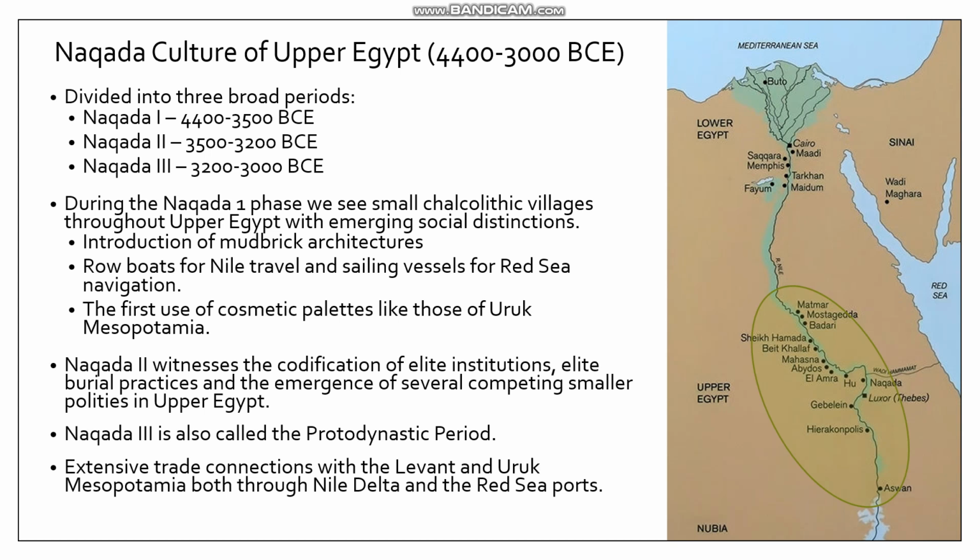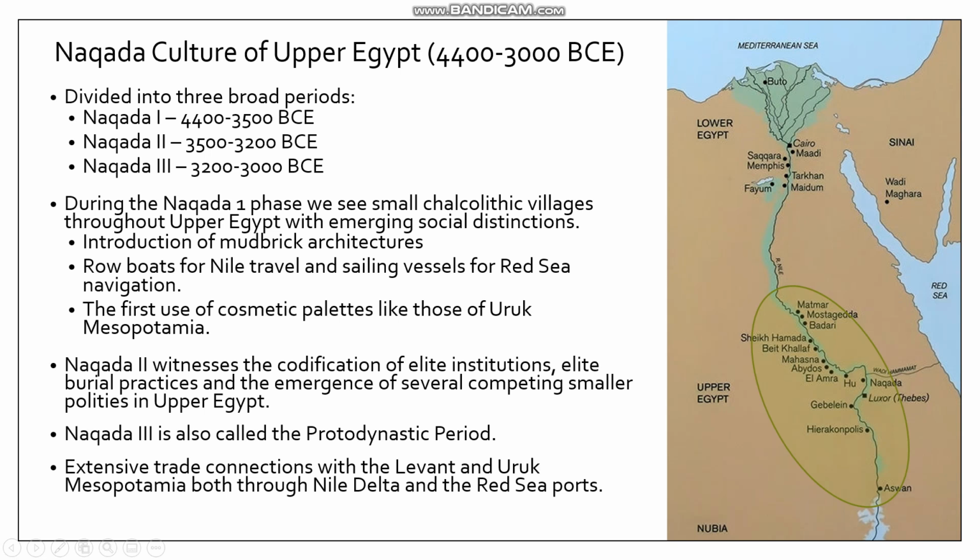So, the development of what we would call stratified societies in Upper Egypt is largely represented by the Naqada culture. And if we look at the Naqada culture, we can see it's divided into three broad phases. In phase one, we see the development of small Chalcolithic villages. Remember, that means they're producing copper locally.